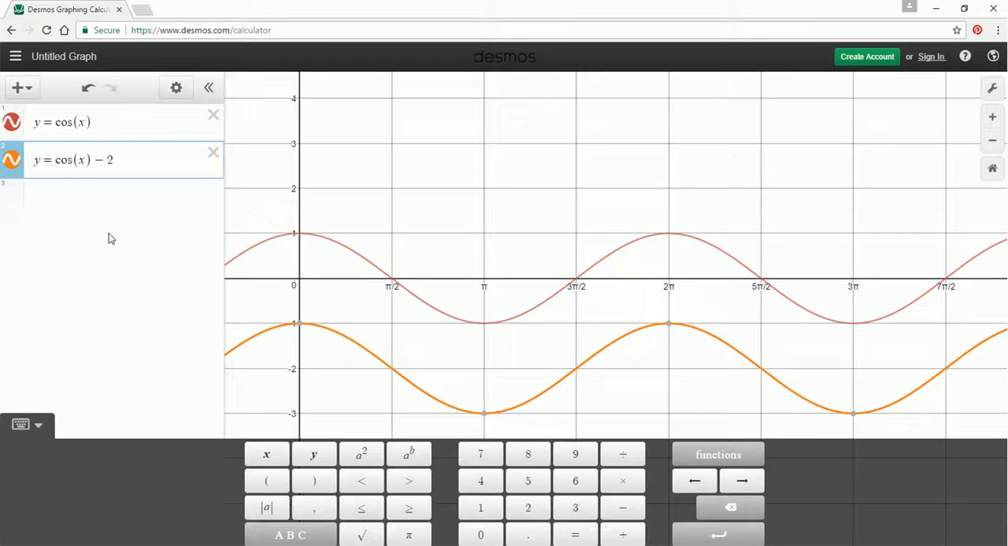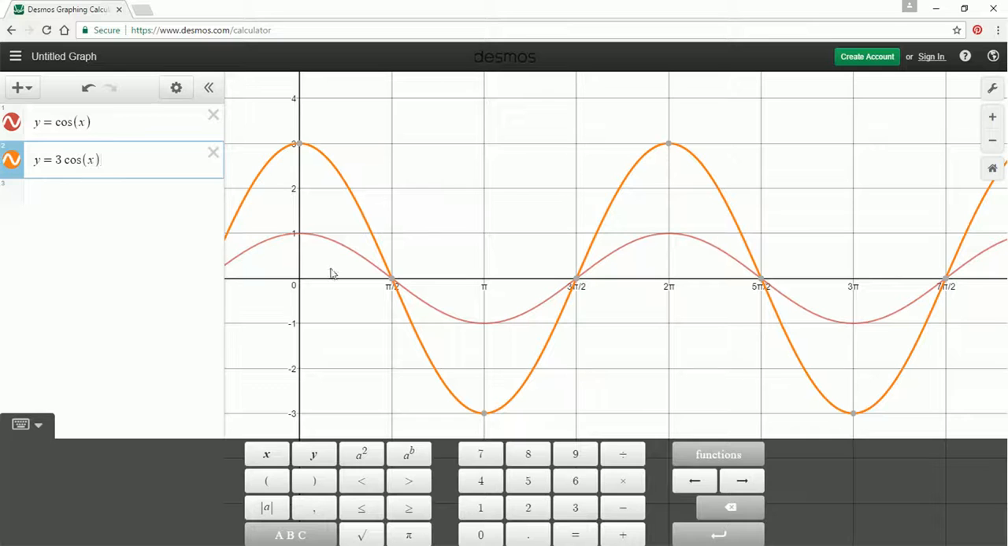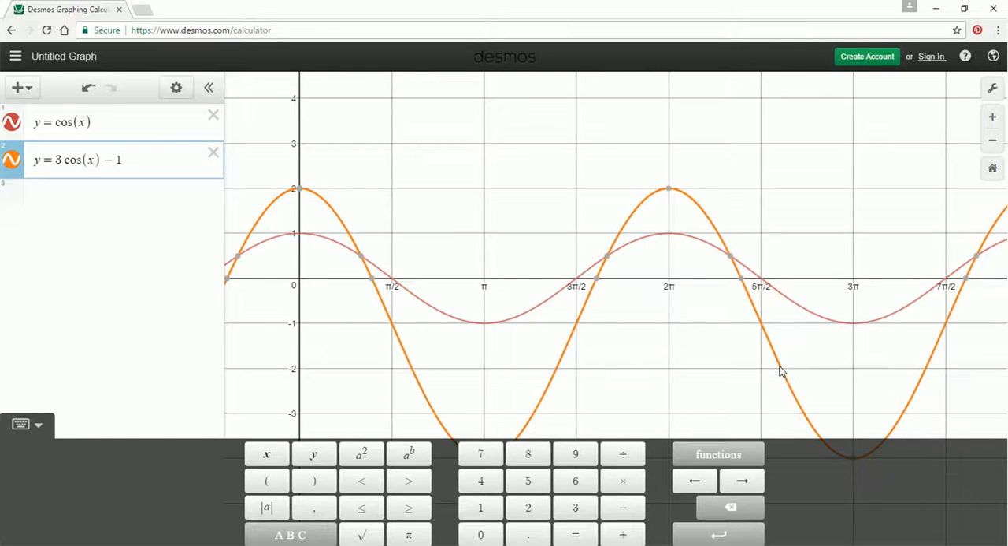Now we could also do both at the same time. So let's say that we have 3 cosine x minus 2. We start with 3 times cosine. Everything gets, maxes get higher, mins get lower, it stretches the graph vertically. And then if I wanted to subtract, let's say 1, everything shifted down 1.